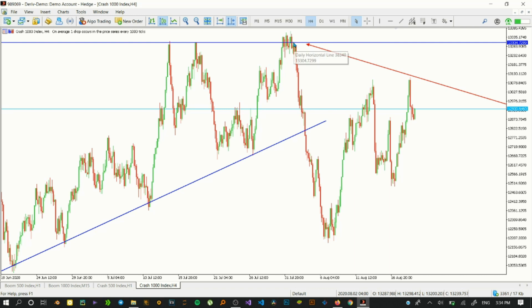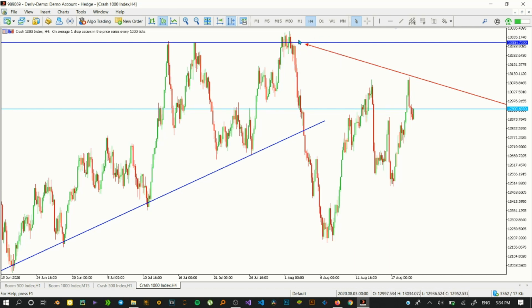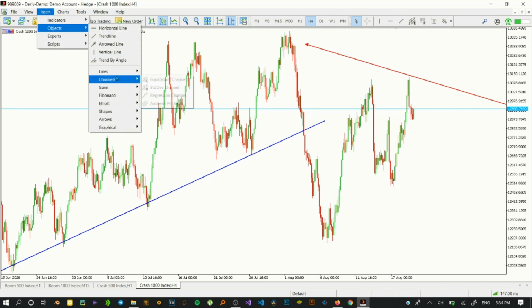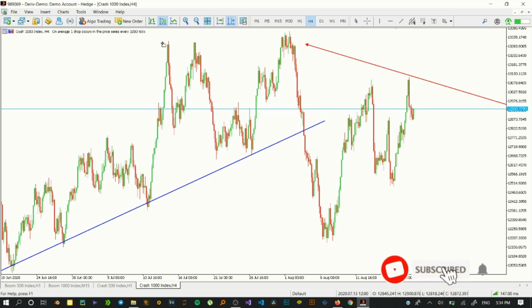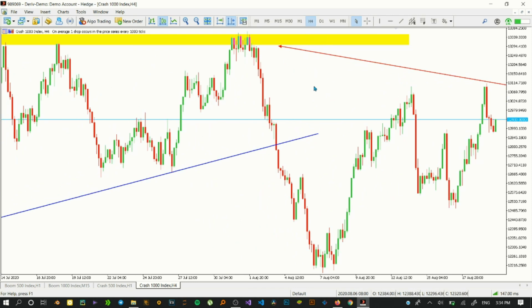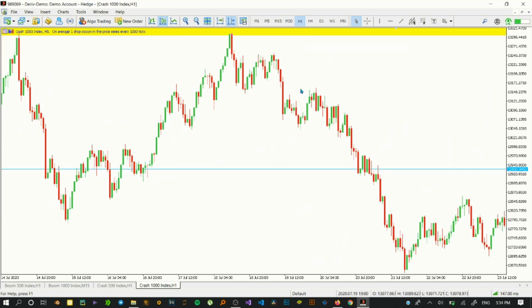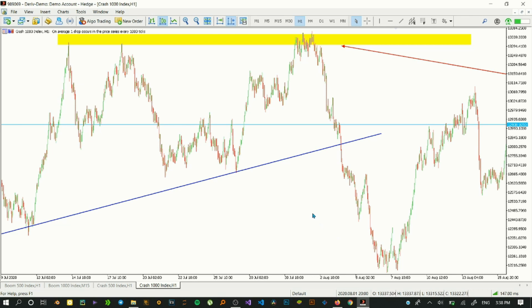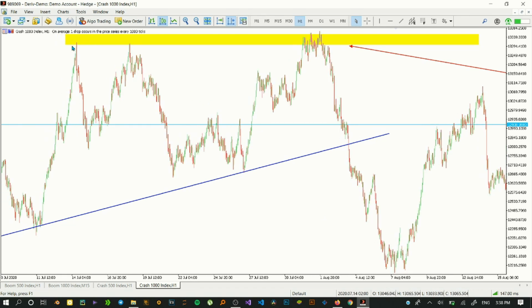So we have identified this resistance area, but since this is an area, I can remove this line. I can draw a shape like this, just to cover all the area. This yellow rectangle tells us this area is a resistance area. So now we have identified trend and resistance on our 4 hour time frame. Now let's go to 1 hour time frame. On 1 hour time frame, the market looks like this. It tested this area, pullback, tested this area, pullback, and finally my target was reached.